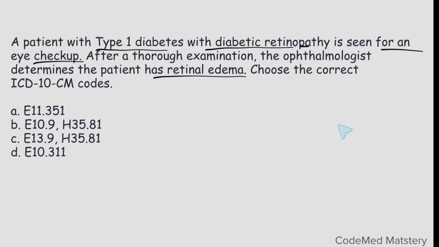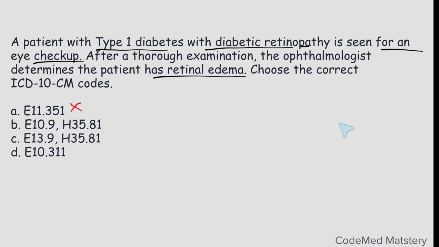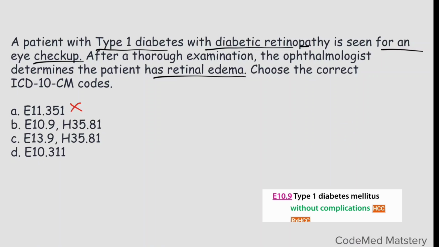Check option A, E11.351 is for type 2 diabetes mellitus with proliferative diabetic retinopathy with macular edema. And also a seventh character is needed in this code, but E11.351 is for type 2 diabetes mellitus. In the scenario, they have mentioned type 1 diabetes. So directly eliminate option A. Coming to option B, E10.9, type 1 diabetes mellitus without complications. But in the scenario, patient has type 1 diabetes with diabetic retinopathy. So, it is not type 1 diabetes without complications. So, eliminate option B.